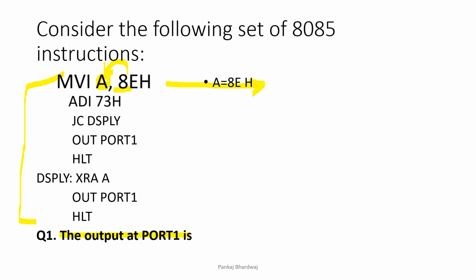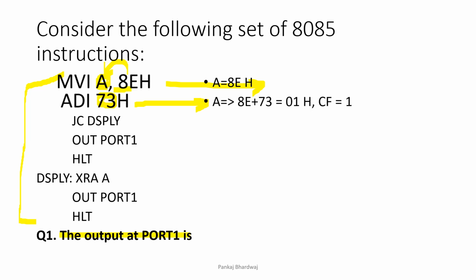Now when the next instruction ADI 73 gets executed, ADI is add immediate data, and the immediate data 73 is available. So we need to add 73 immediately with the accumulator. So the accumulator will add the data 73 with the accumulator contents itself. So this A will now become 80, that is the previous accumulator data, plus 73, that is the immediate data provided, and that will become 01 along with 1 carry.